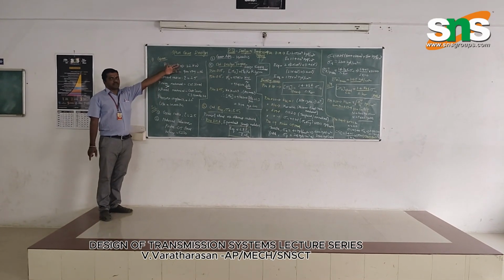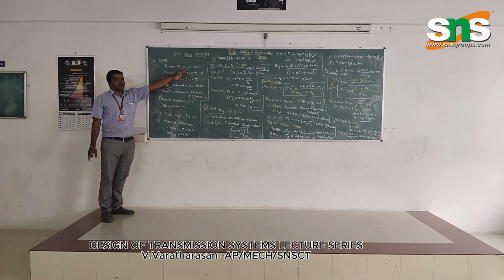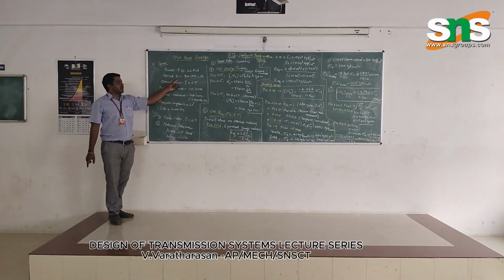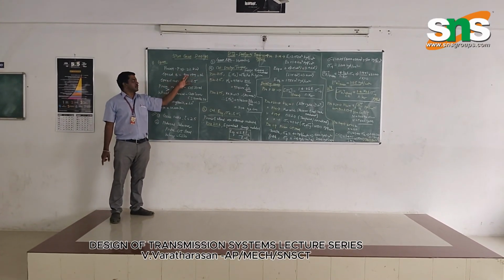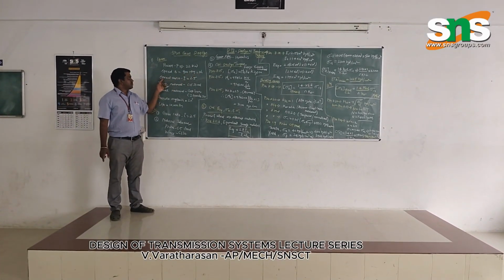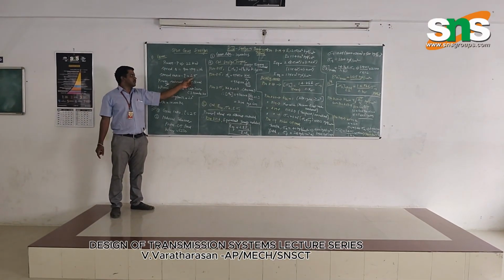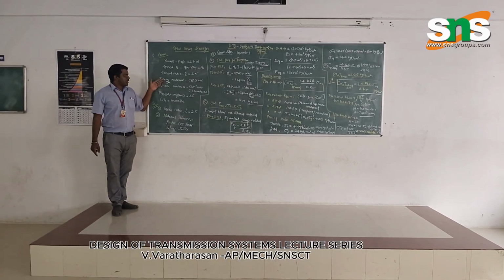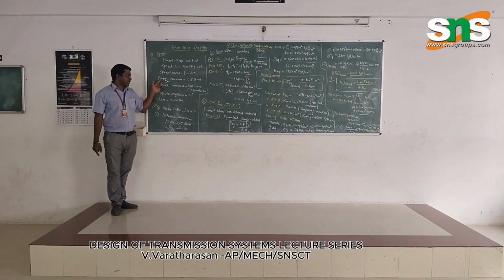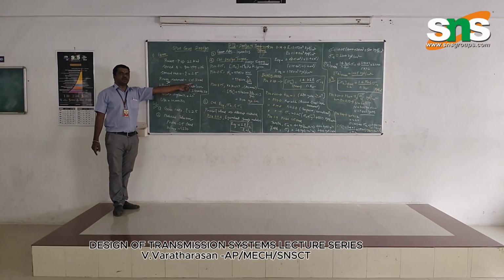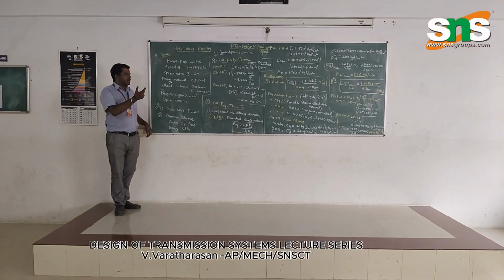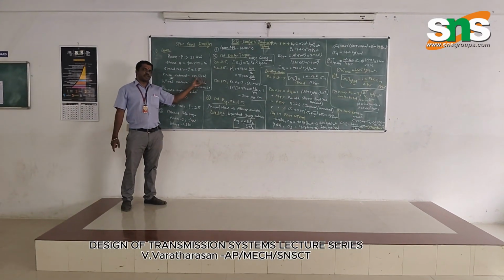So the power is given, the notation is P, 22 kilowatt, and the speed N is given as 900 RPM. The speed ratio is given as I, the representation of I in the notation is 2.5. Then the pinion material which can be used is C15 steel. That is the steel material we are using in this particular problem.